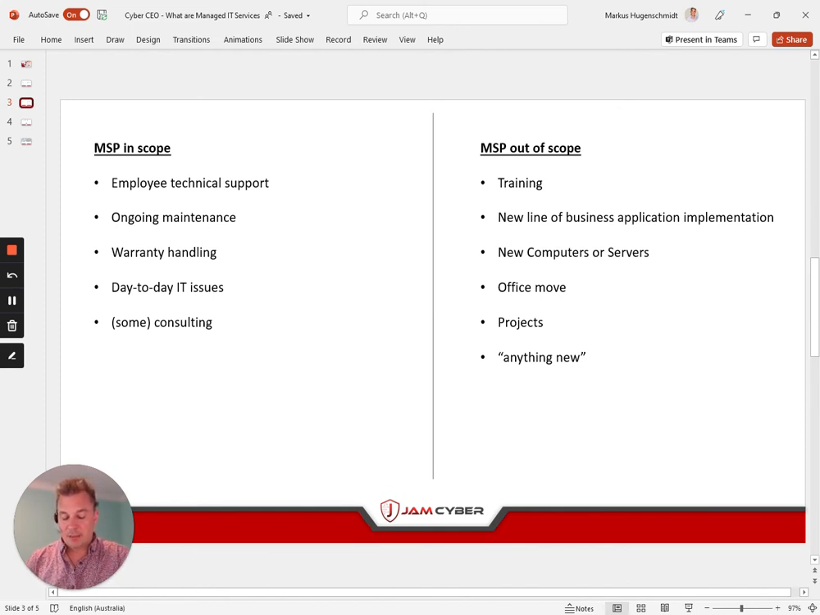Generally, I like to point out scope exclusions as anything new. Moving into a new office, getting a new computer, installing brand new software, a new line of business application, or a new practice management solution, something like that. So anything new is usually out of scope, because the managed service provider scope is in relation to support and maintenance and not in relation to projects.